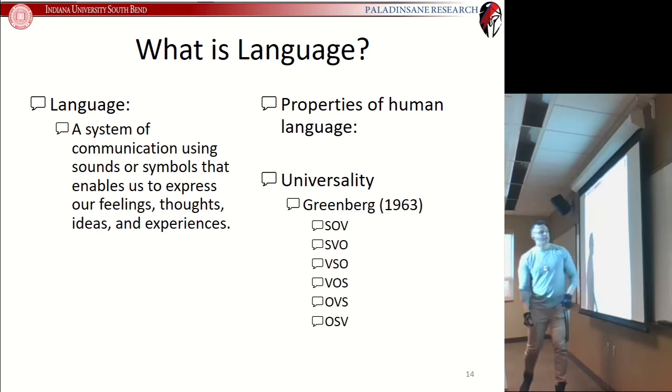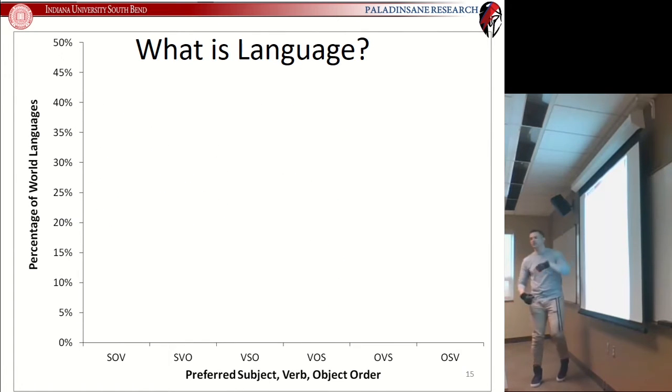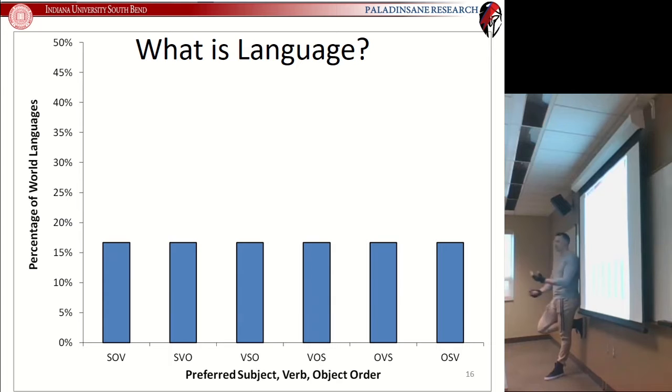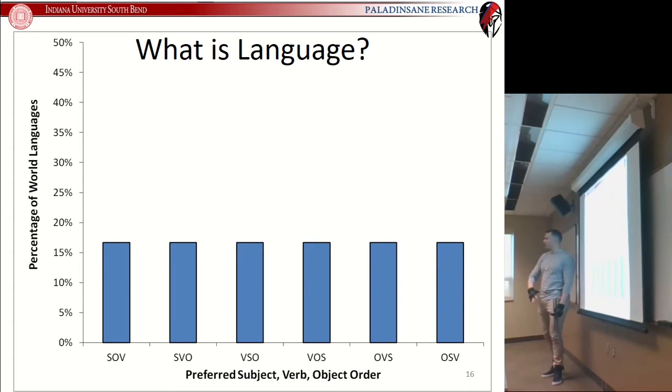So he took a look at these different orders of subject, object, and verb. And what he did was he just found a percentage of the world languages that use those particular orders. Here are the preferred subject, verb, object orders. And if it was random, if there was no governing universal principle that guided a language's development, so that any one of these was equally probable, then when you take a look at the world's languages, you should see something like that. You should see an equal proportion using subject, object, verb. You should see an equal proportion using verb, subject, object. You should see an equal proportion using object, subject, verb. However, the actual results look more like that.